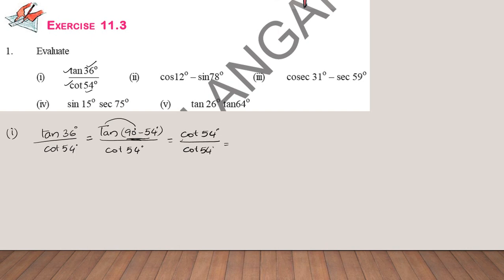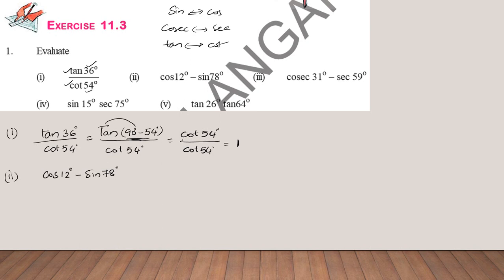So what is the answer here? It is nothing but equal to 1. Next, moving on to question number 2. What is given? Cos of 12 degrees minus sine of 78 degrees. Sine and cos are complementary, so just remember these. Sine and cos are complementary, cosecant and secant are complementary, and tan and cot are complementary.